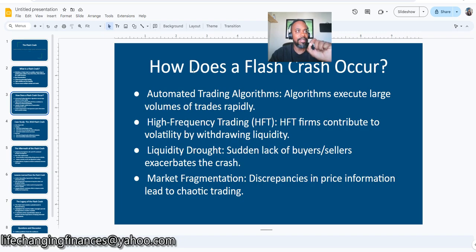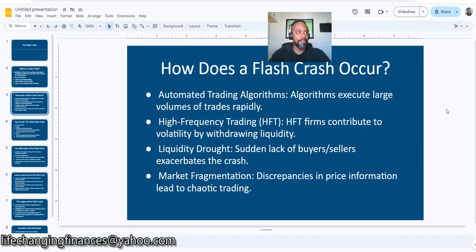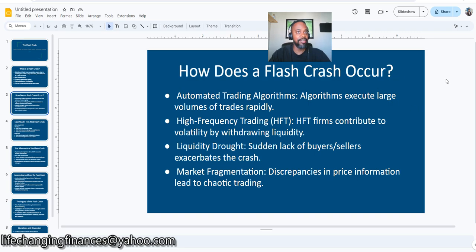We're going to talk about flash crashes, and the reason why this is important is because this can happen at any given time, and this is why it's important to use your stop loss, because it can come out of nowhere. I'm not saying this to scare you guys or anything like that, but this is something that you must be ready for. Now, let's talk about how a flash crash occurs.